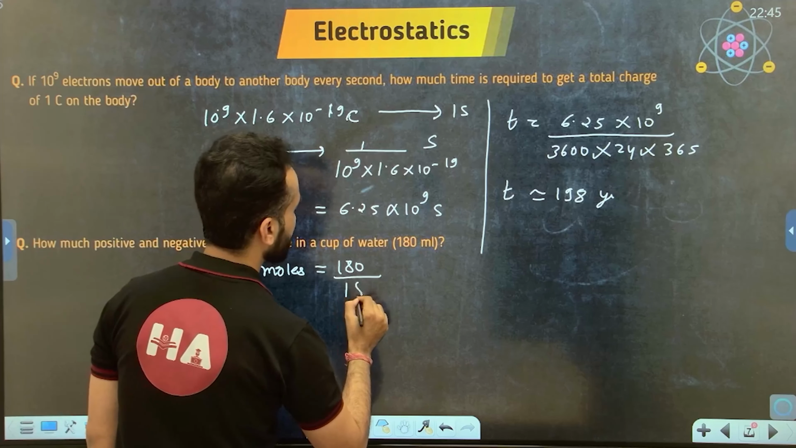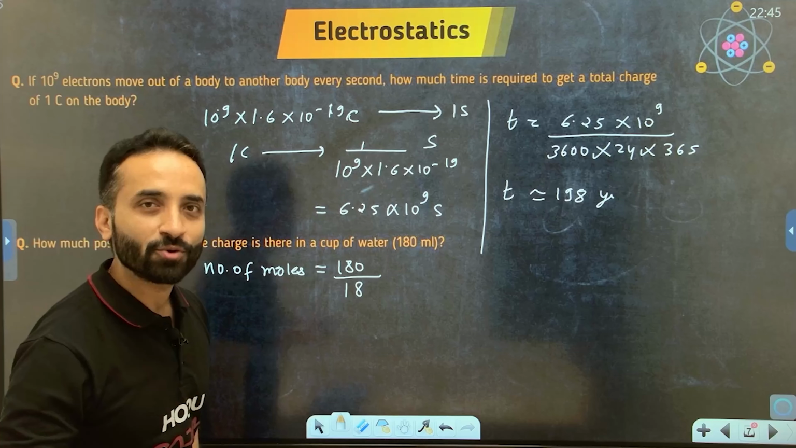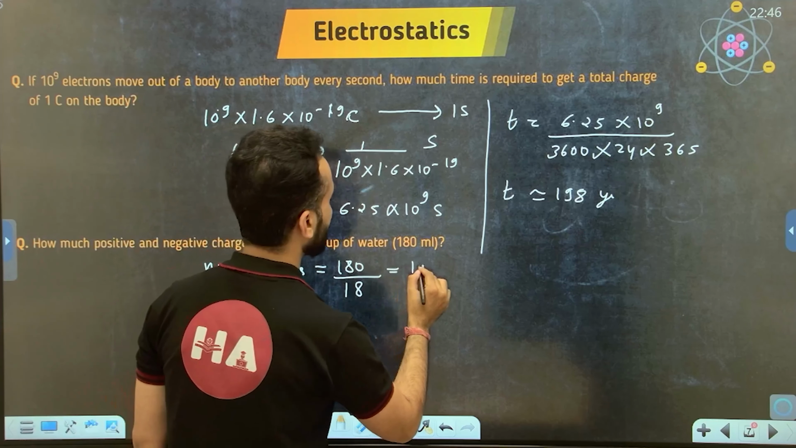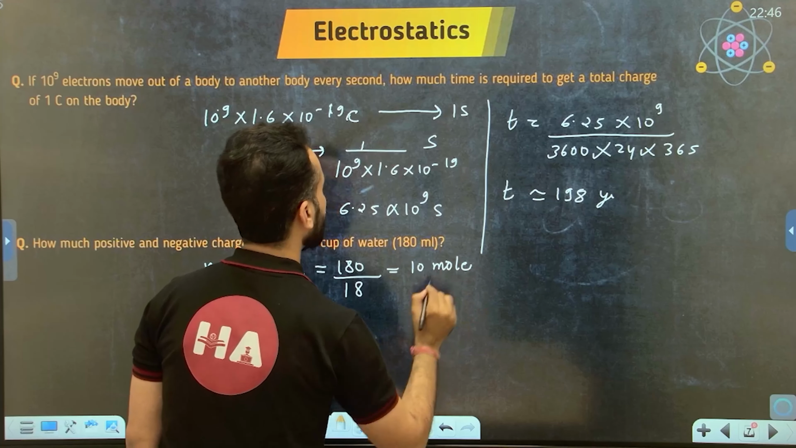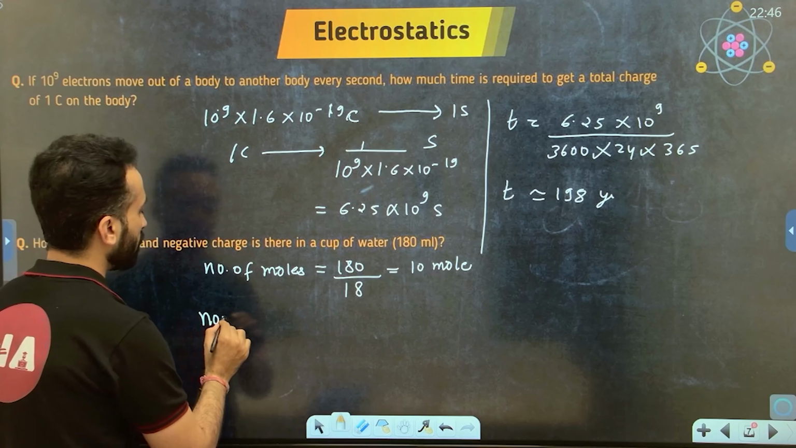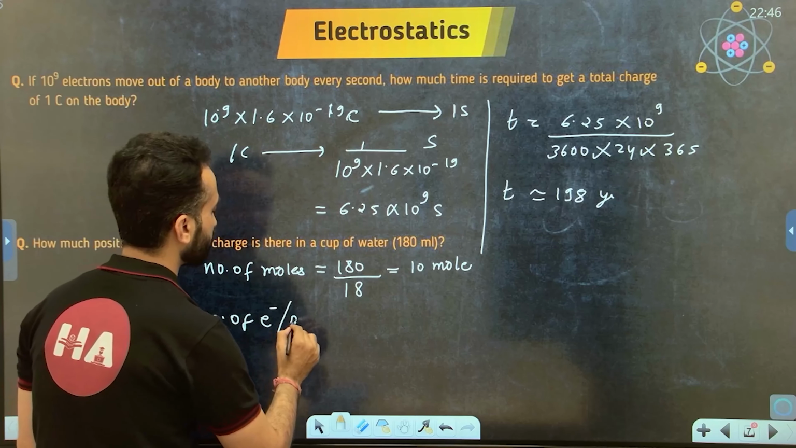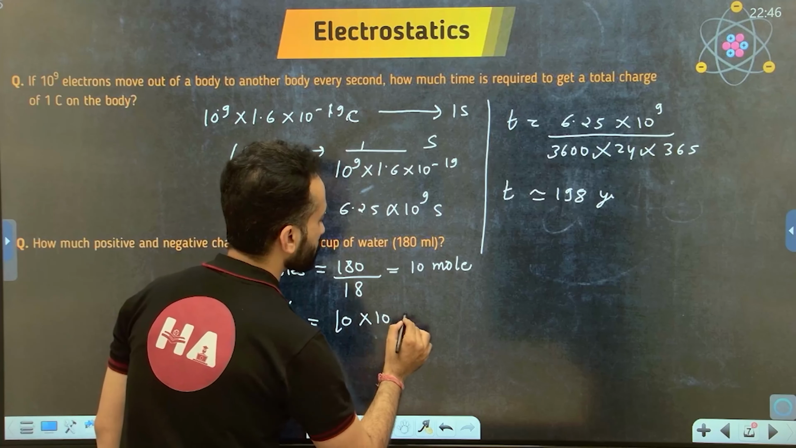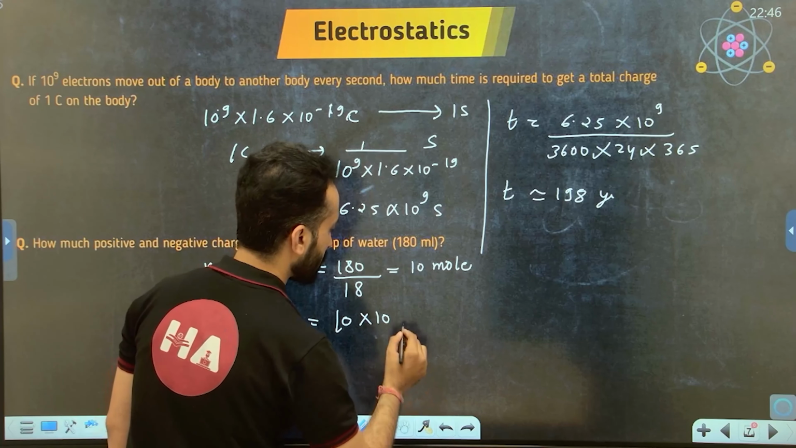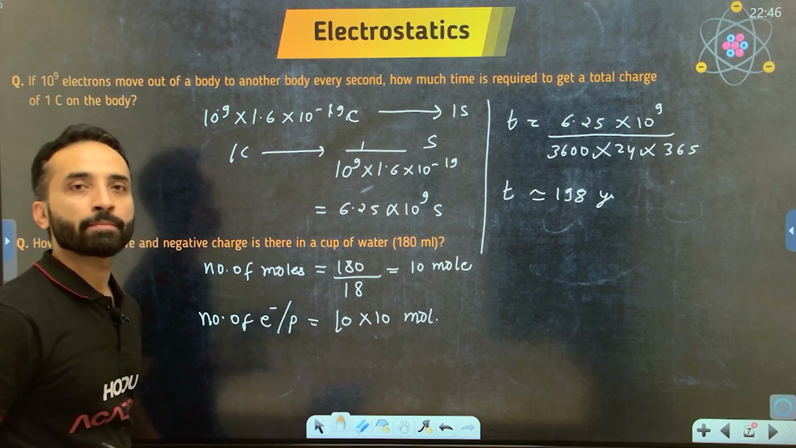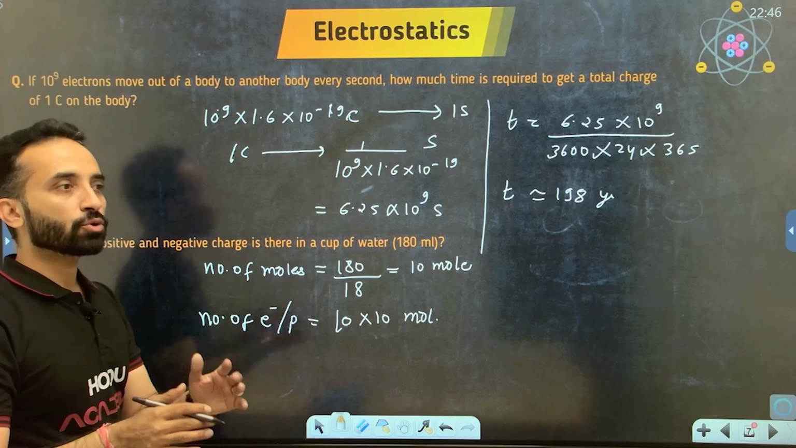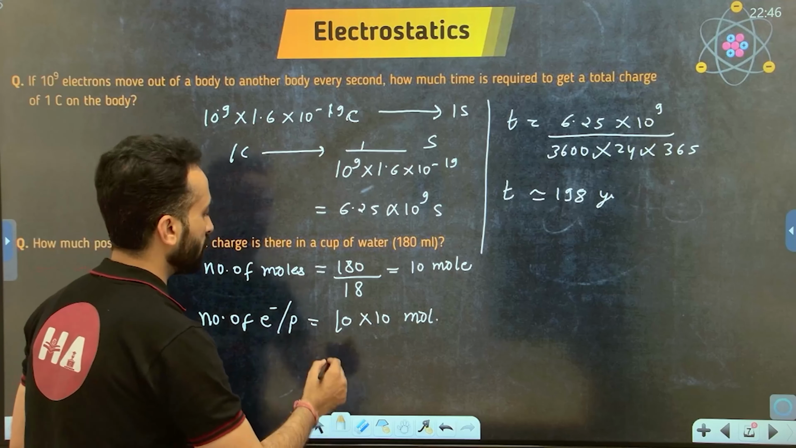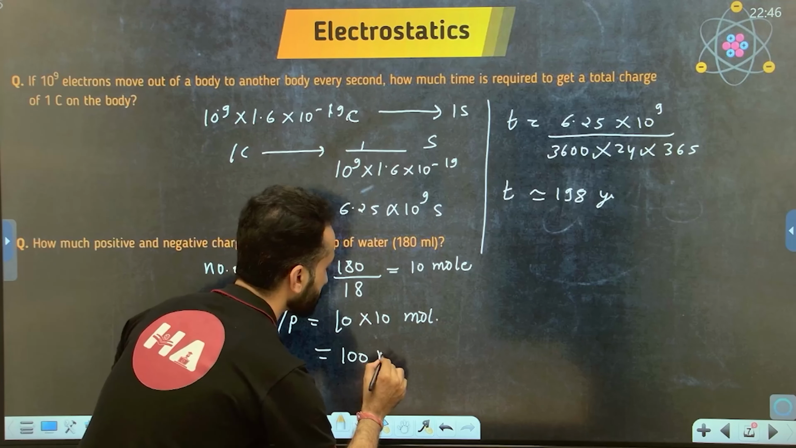You divide it by 18, that is the molecular mass of water. I hope you know that. Oxygen is 16, hydrogen 1, so 18. So it's 10 moles. But the number of electrons or protons is going to be not 10 mole, but 10 into 10 mole. Tell me why? Because in every water molecule there are 10 protons and 10 electrons, 2 because of hydrogen and 8 because of oxygen. So it's 100 mole.